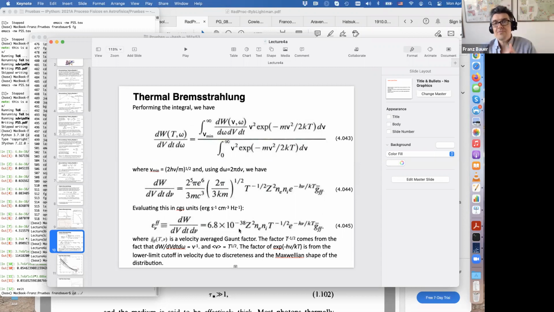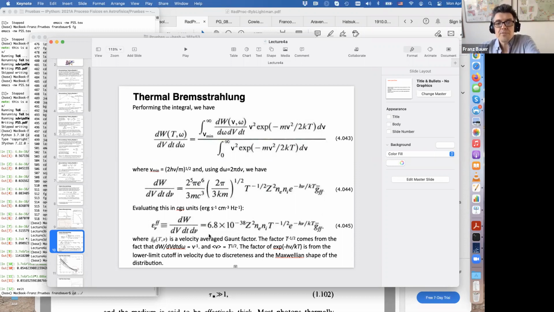And now we have something where, for a given density, for a given temperature, for a given atomic number, for a given Gaunt factor, and for a given frequency, we can calculate the emissivity as a function of frequency. That's basically what it comes down to.